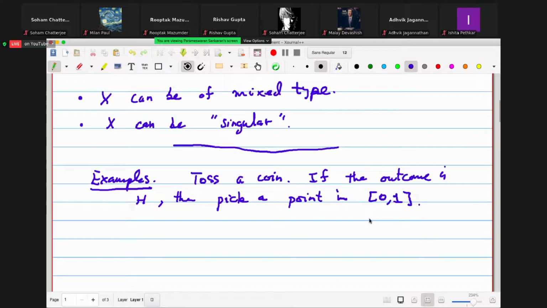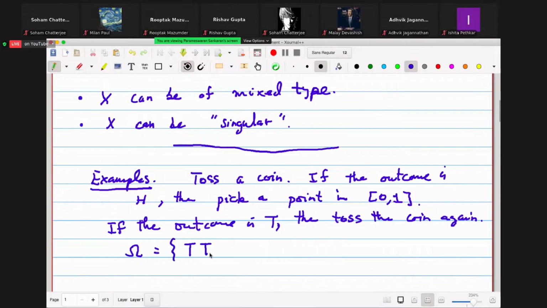So what is the sample space in here? Omega is either TT or TH, and the union of the pairs H comma X. Sorry, I said H and wrote T. So H, it's a pair, H comma X, and X is in the interval 0, 1.